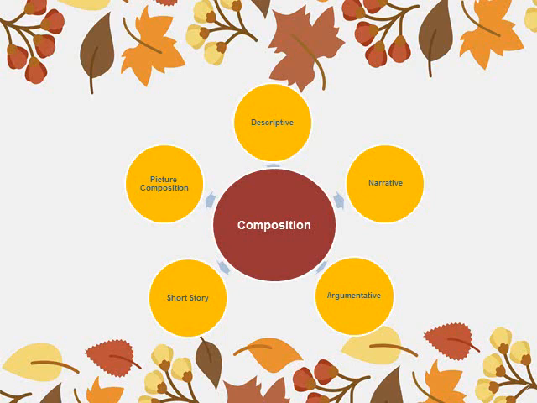We know that composition is an original piece of continuous writing. There are 5 types of composition, that is descriptive, narrative, argumentative, short story and picture composition. In our previous video, we discussed the first 3 types of composition. In today's session, we will study the remaining 2 types of composition writing, that is, the short story and picture composition.